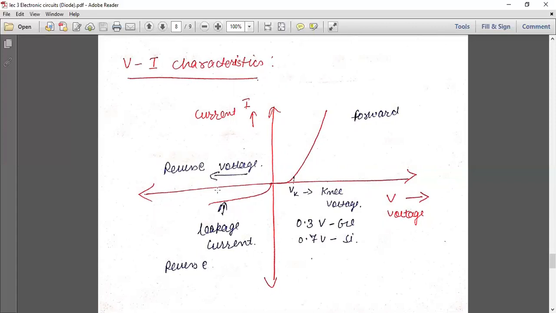And in case of reverse biasing, we take the negative voltage and the negative current. On this side we take the reverse biasing, and as we see in the response, a very small amount of current is flowing when we increase the voltage. This type of current is called leakage current. So this is the VI characteristics of your PN junction diode. Okay, I hope you understand the topic.